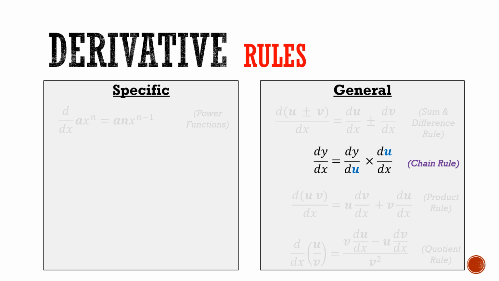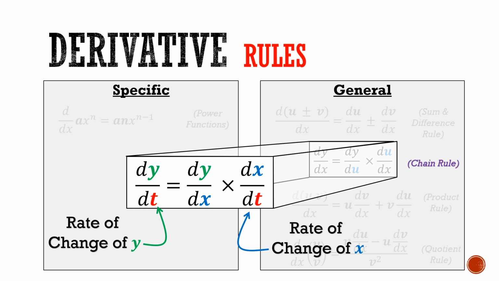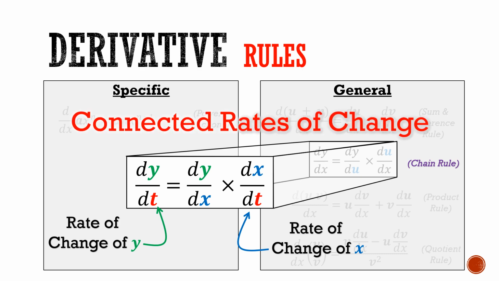If we focus on the chain rule, just by substituting the letters, we can rewrite the chain rule this way. This version of the chain rule connects dy/dt, the rate of change of y with respect to time, as the product of dy/dx and dx/dt, which is the rate of change of x with respect to time. This version of the chain rule is commonly referred to as connected rates of change.